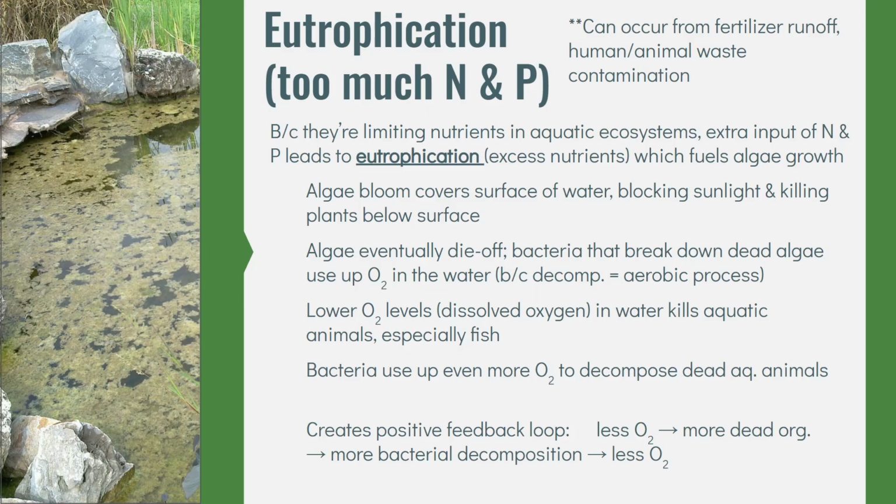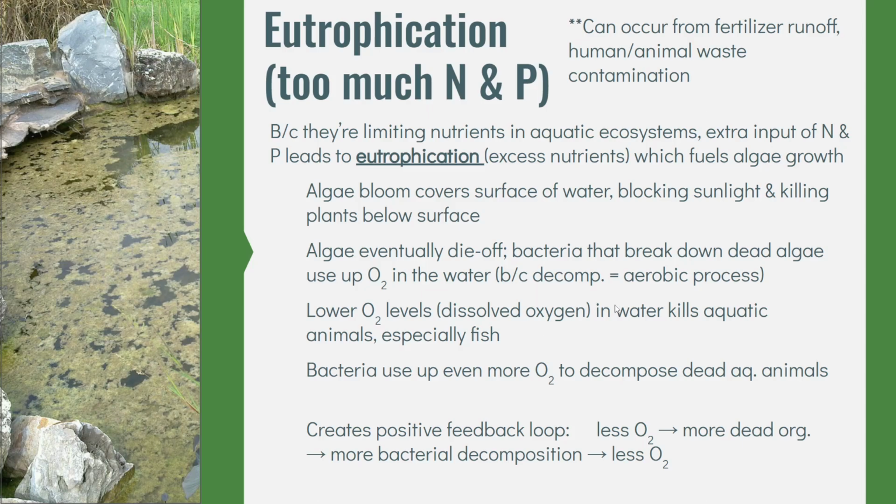So pretty quickly we have something called a positive feedback loop. A positive feedback loop is where the outcome of the process drives the process to continue forward at an even faster rate. As we have less oxygen, more organisms die, which results in more bacteria breaking down those dead bodies, using up even more oxygen, and you can see how this quickly spirals out of control to create something called a dead zone, where the water contains such little oxygen that virtually no life can be supported there anymore.